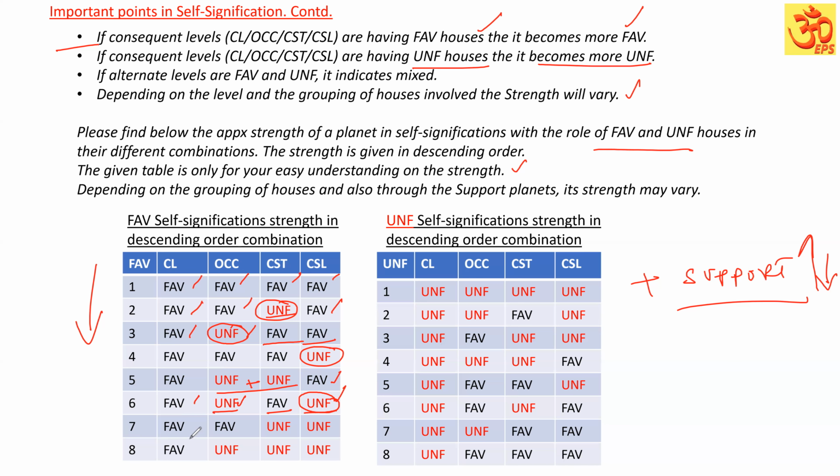The next one is the 7th rank, favorable, but CST and CSL are unfavorable. Two consequent levels, especially at CST, CSL, is more unfavorable. The last one is unfavorable, with OCC, CST, and CSL. So a favorable planet in self, CL, how it is getting its strength through the OCC and CST and CSL, by way of favorable houses or unfavorable houses, the order of strength has been given in descending order.